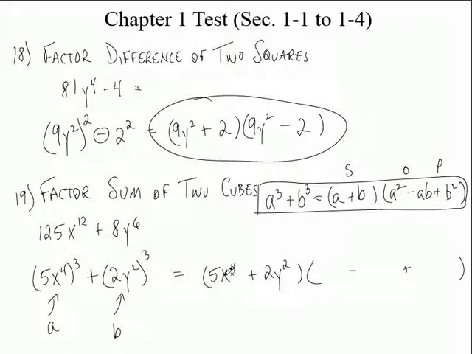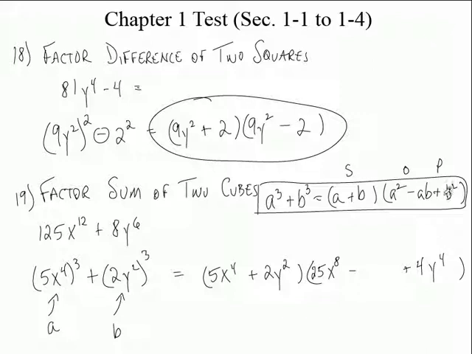Well, now I've got to square this thing. So I've got to square 5, which is 25. And then I have to square x to the 4th. X to the 4th squared is x to the 8th. I always like to do this one next: do the b, square that. Take 2 and square it, which is 4. Take y squared and square it. Y to the 2nd squared is y to the 4th.